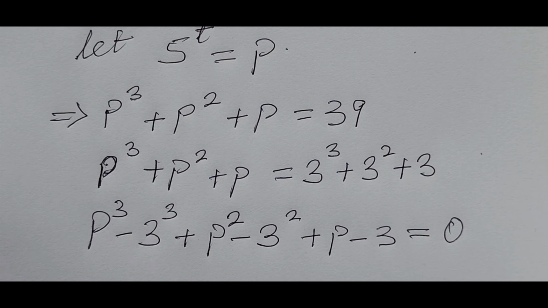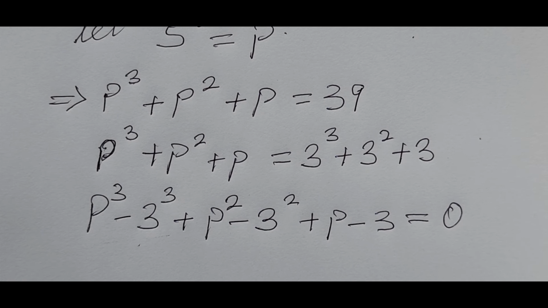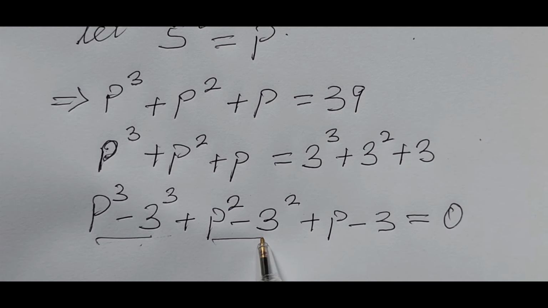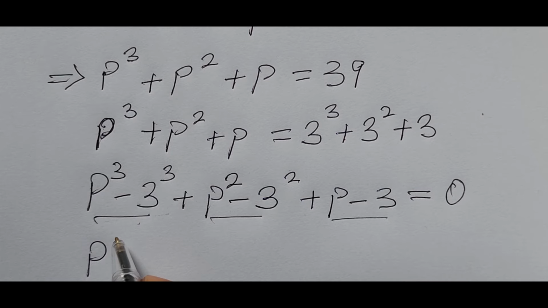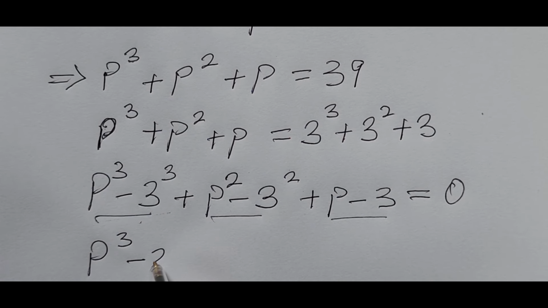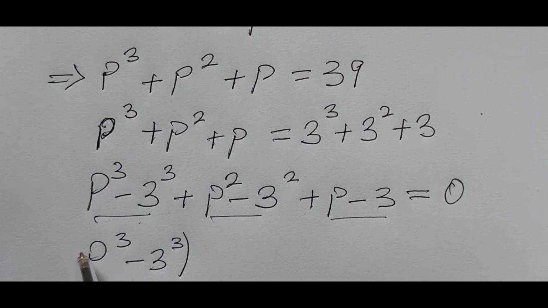So what we do is pair them up and put them in brackets. We pair this to this, this and this, and this and this. So let's go ahead and do that. We're going to have p to the power of 3 minus 3 to the power of 3, in brackets.